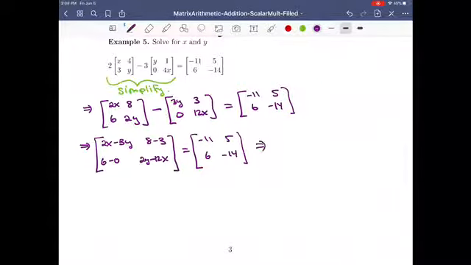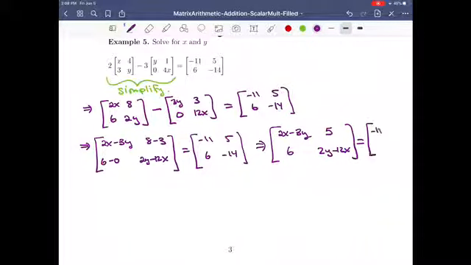Now I'm just going to simplify slightly. The x's and y's are not like terms, they can't go together, but 8 minus 3 is 5, and 6 minus 0 is 6. So I want to find x and y so that these two matrices are equal. That means I need the corresponding entries to be equal.